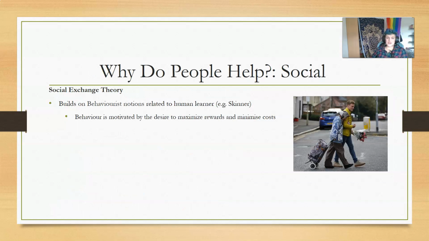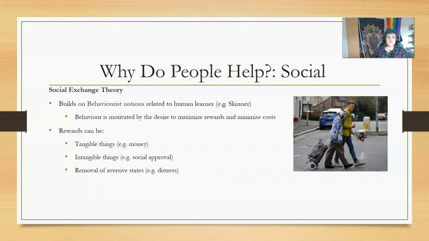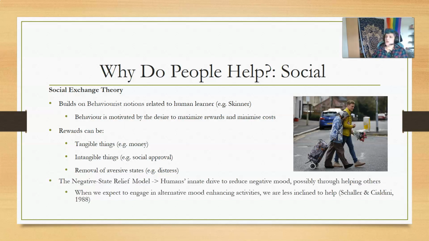The social explanation as to why people help includes the social exchange theory. This builds on behaviourist notions related to the human learner. Behaviour is motivated by the desire to maximise rewards and minimise costs. Rewards can be tangible, such as money, intangible, such as social approval, or the removal of aversive states, such as distress. Now, why might you help someone if you are in distress? Surely you're the person that needs help. Well, actually what it's referring to is the negative state relief model.